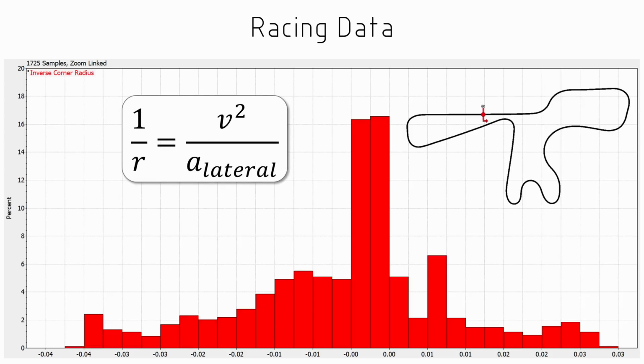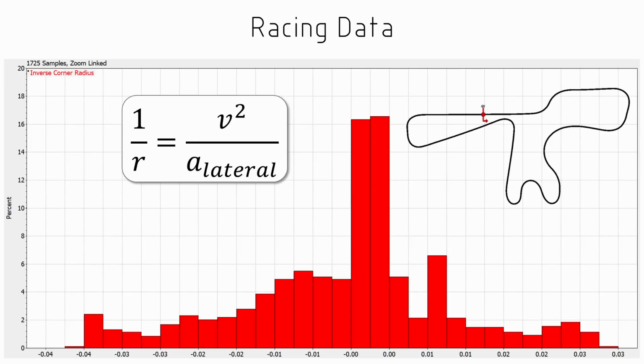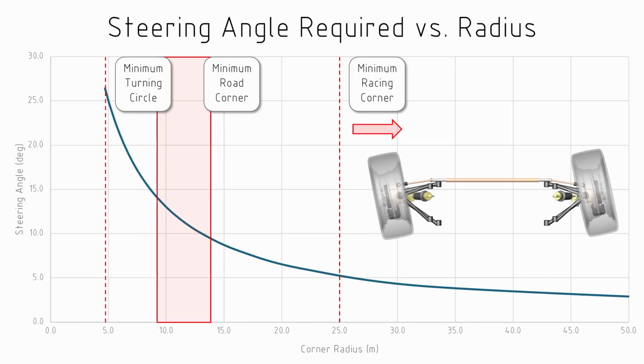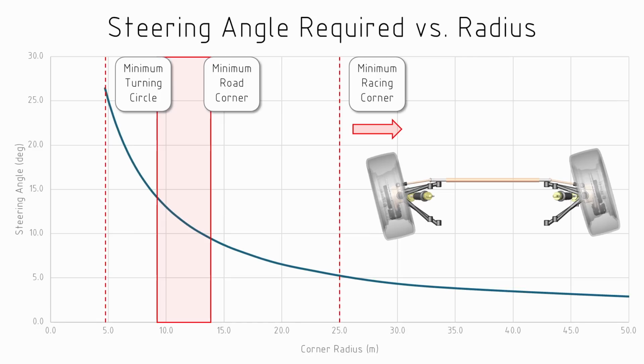You can see that most of the time is spent at very low inverse corner radiuses, which means in the straights. But if we look to the edges here, we can get an idea for what the expected minimum radiuses would be. In this particular case, the minimum radius would be about 25 meters. This is expected. We would see higher minimum radiuses on a racetrack when we compare to a road, because we have got quite a wider track, and we are using all of the available road to really make that radius as large as possible throughout a corner.